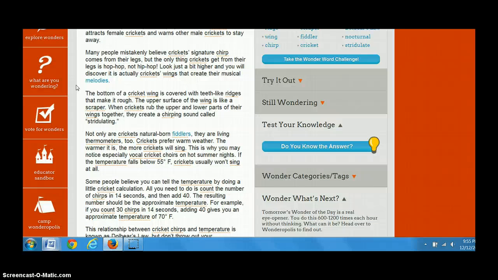Okay. Many people mistakenly believe crickets' signature chirp comes from their legs, but the only thing crickets get from their legs is hop hop, not hip hop. Look just a bit higher and you will discover it is actually crickets' wings that create their musical melodies. The crickets' wings create their melodies?